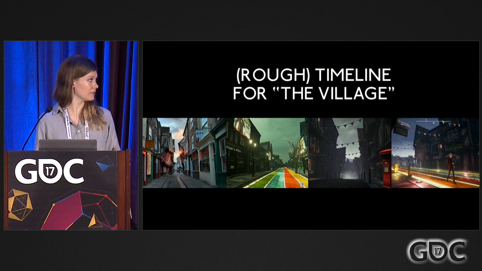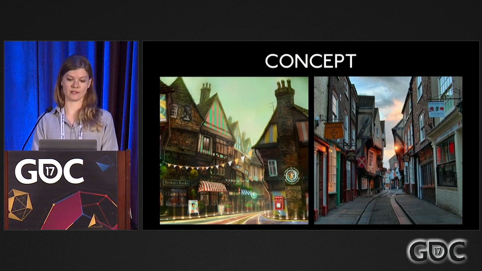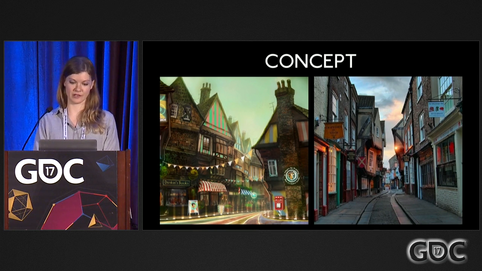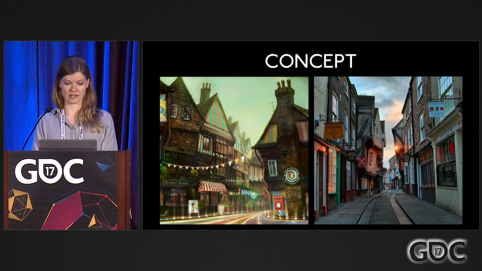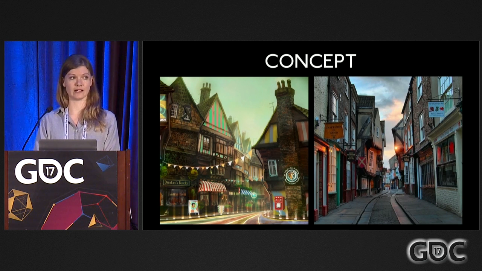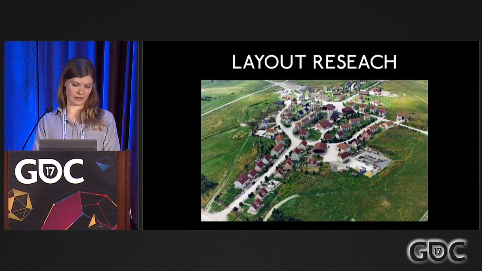Now I'll give you a really rough timeline for how we created the village area with the procedural system. We started with the concept, the one I showed you earlier. This was based off of an area I had visited as a kid called the Shambles in York. It's full of very old Tudor buildings with lots of character, and we thought this would be a very iconic British type of architecture to try to build. And then we do layout research to figure out how these places should get laid out and what kind of roadmap this should be.